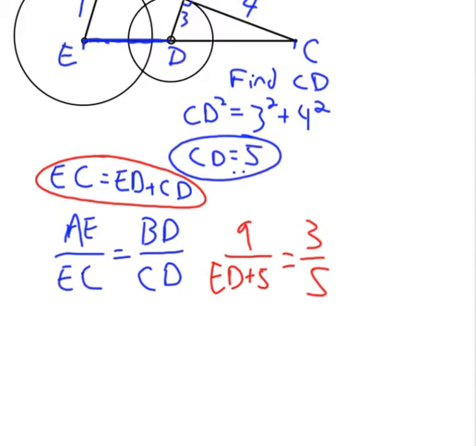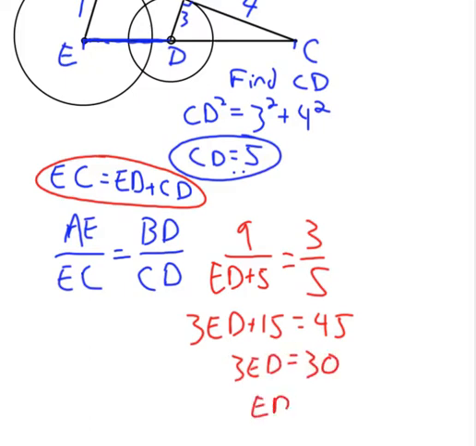We'll cross multiply. We'll get 3 times ED plus 15 equals 45. We'll use our algebra. 3 ED equals 30, and ED equals 10.